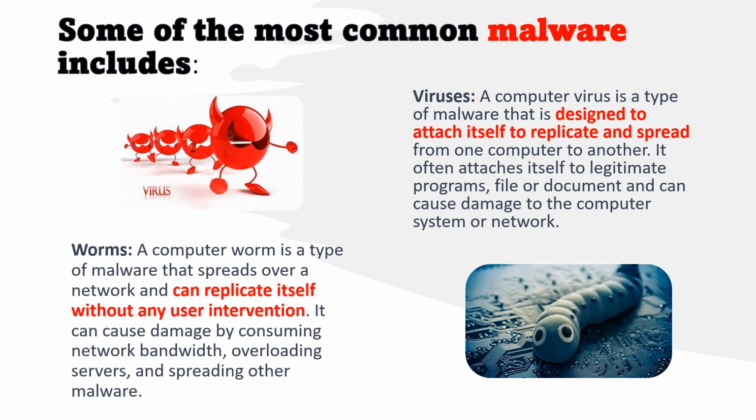Worms. A computer worm is a type of malware that spreads over a network and can replicate itself without any user's intervention. It can cause damage by consuming network bandwidth, overloading servers, and spreading other malware. A distinguishing factor between worms and viruses is that though both act in the same way by spreading and causing damage, a worm can replicate itself without any user's intervention. That is, it doesn't need to attach itself to any program or any file.